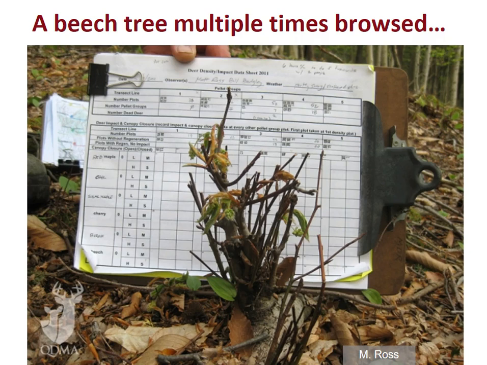This is an example of a beech tree that has been food for many deer. Look at how much it's been browsed. Interestingly, this is a photo of a beech tree in New York, a species that is generally not a preferred species in that region.